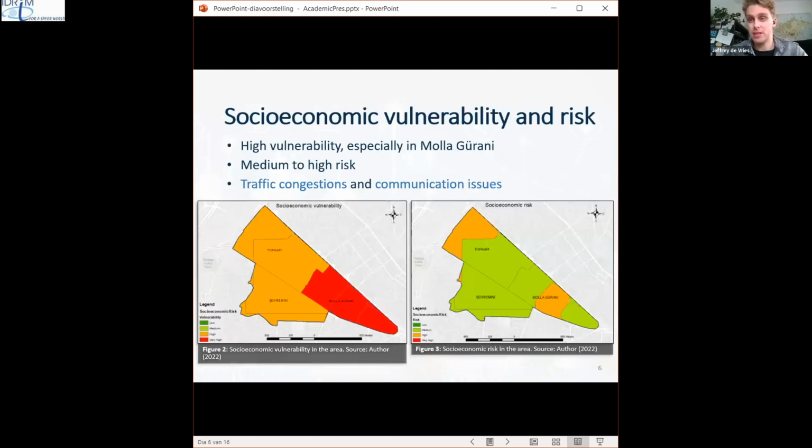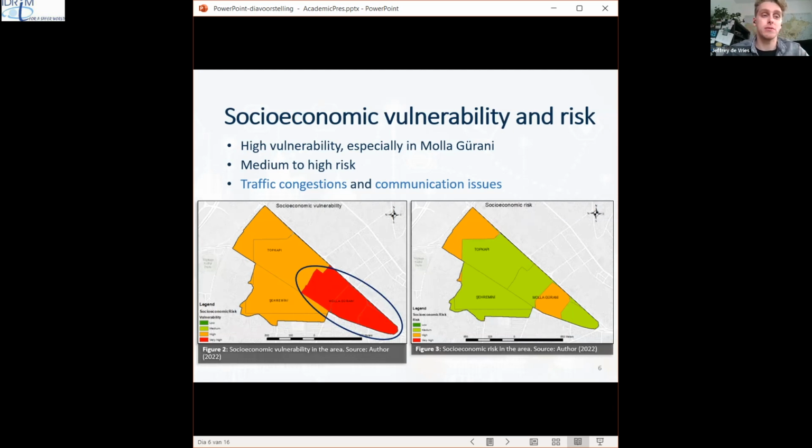So now the vulnerability and risk assessments. Here I show the socioeconomic vulnerability and risk. As you can see, there is high socioeconomic vulnerability in my area caused by indicators that express the low risk awareness and preparedness that is there. Besides this, in the picture on the right, you can see that it's especially very vulnerable here located in Molakarani. In the picture on the right over here, you can see that there's also medium to high socioeconomic risk.